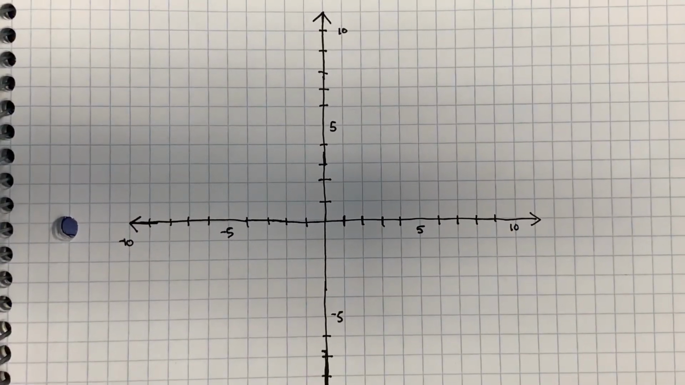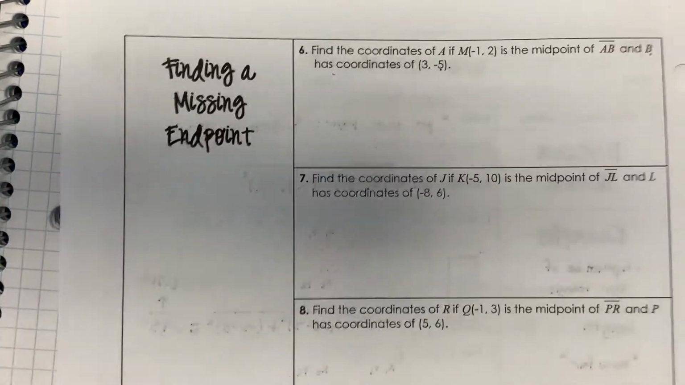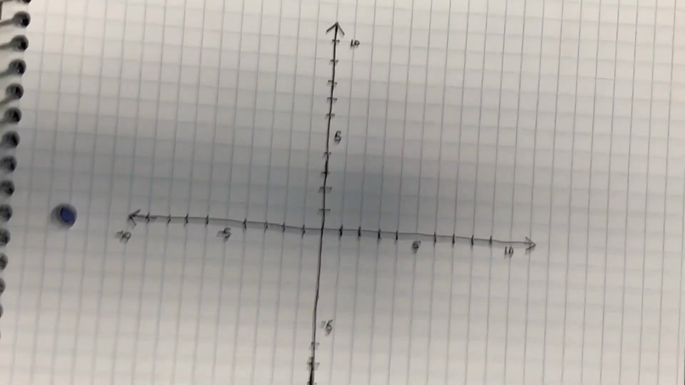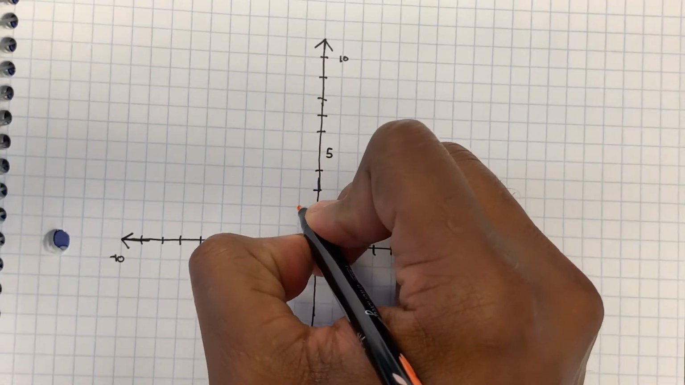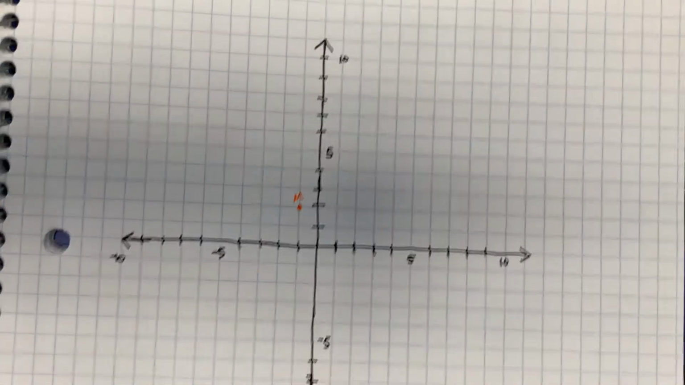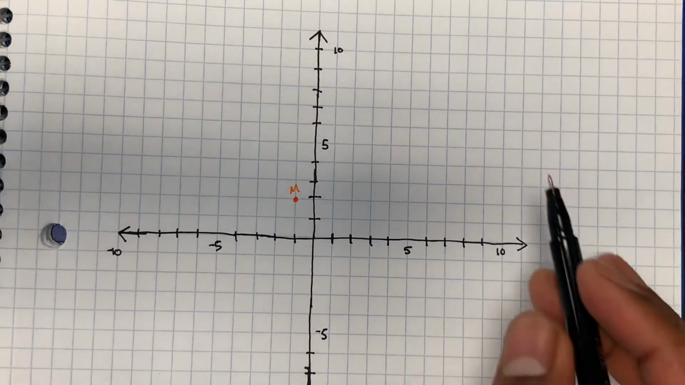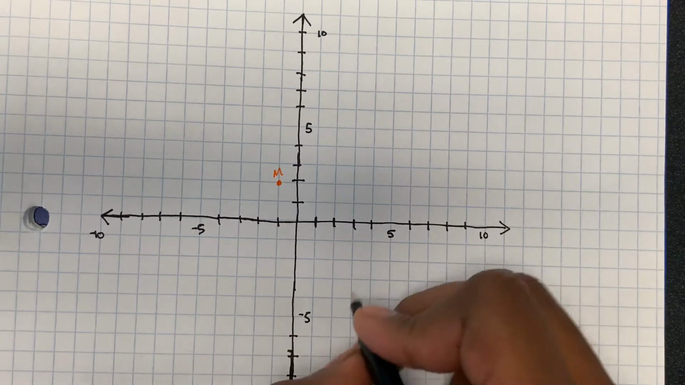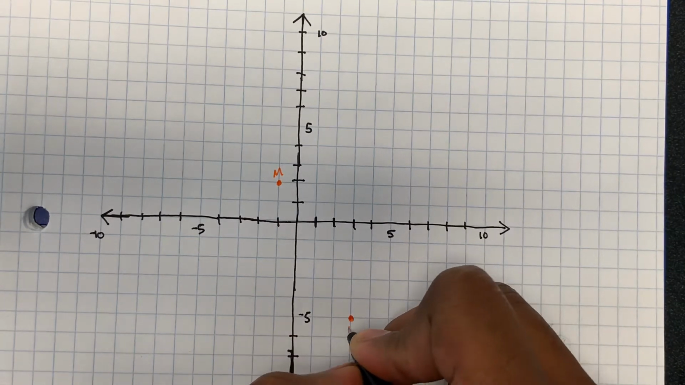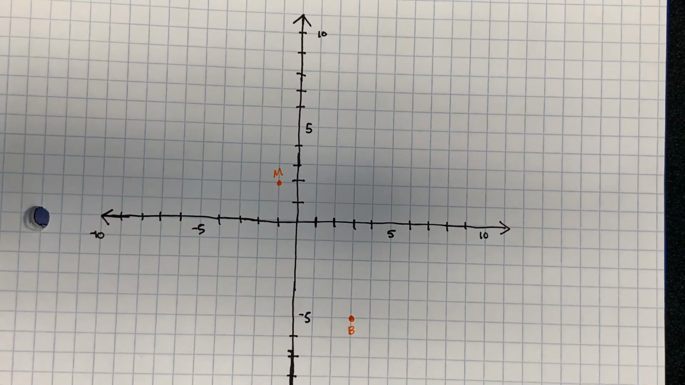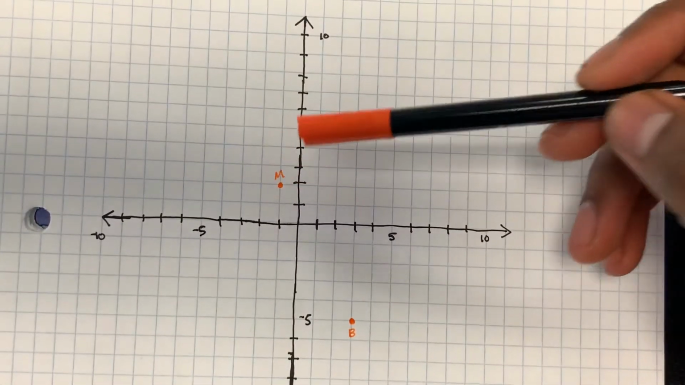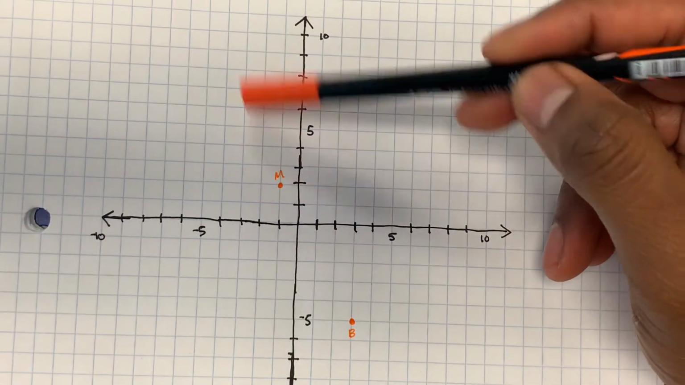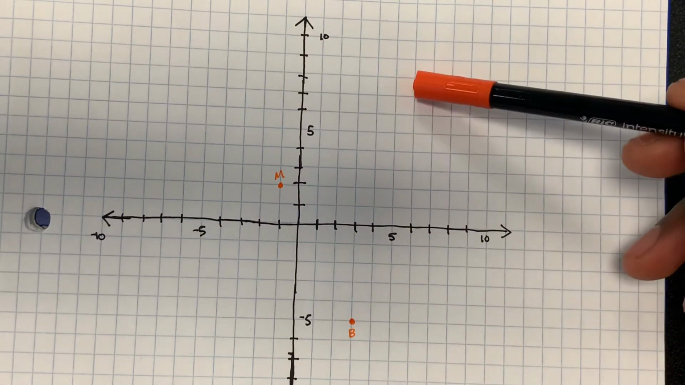So we're told that the midpoint is -1, 2. So -1, 2 is right here, and this is the midpoint. And we're also told that the other endpoint has a coordinate of 3, -5. So over 3 and down 5 is point B. Since M is the midpoint of this segment, A is going to have to be up here somewhere, because M is between A and B, so A can't be down here, it can't be over here, and it can't be over here.